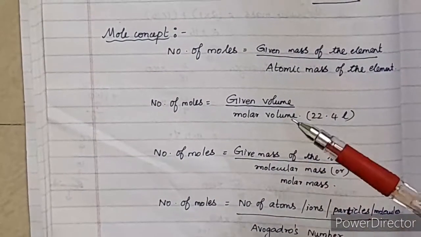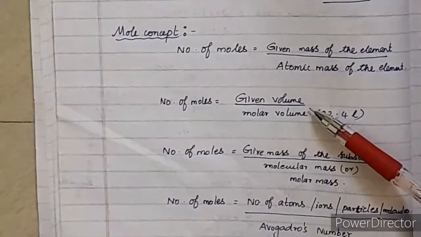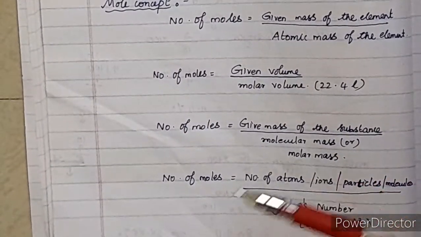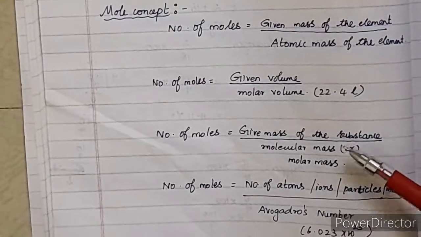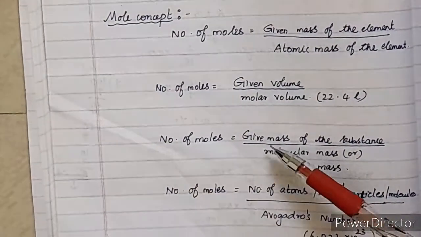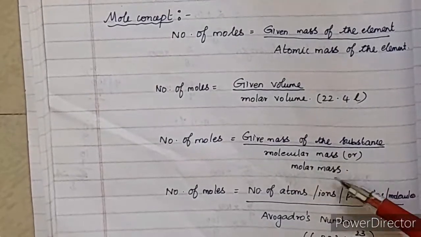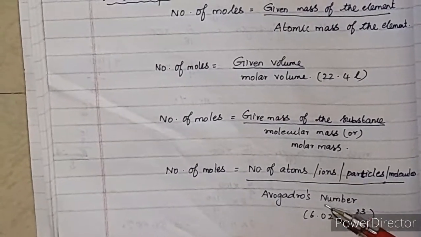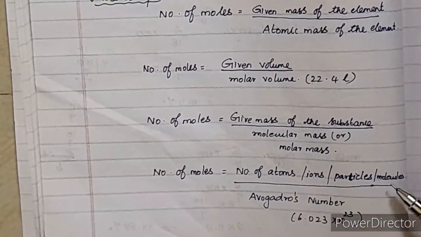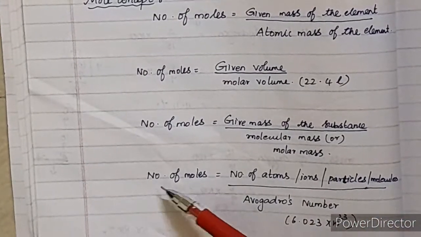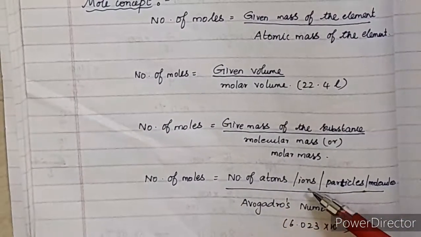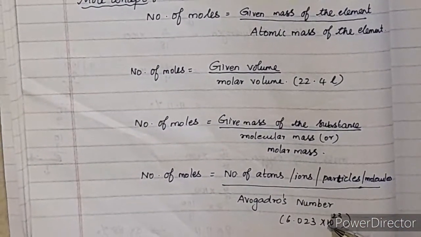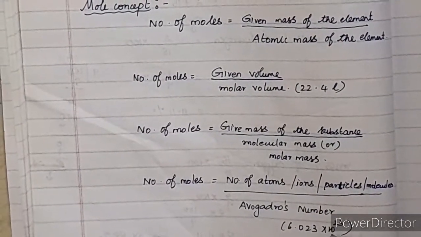If the value is given in terms of liters, you can use this formula to calculate the number of moles. Now if a molecule is given, if the question contains a molecule, we can use this formula. The number of moles is equal to given mass of a substance divided by molecular mass or molar mass of the substance. Now if the question consists of atoms, ions, particles or molecules, you can use this formula. So number of moles is equal to number of atoms, ions, particles or molecules divided by Avogadro number. Avogadro number value we know it, isn't it? 6.023 into 10 to the power of 23.